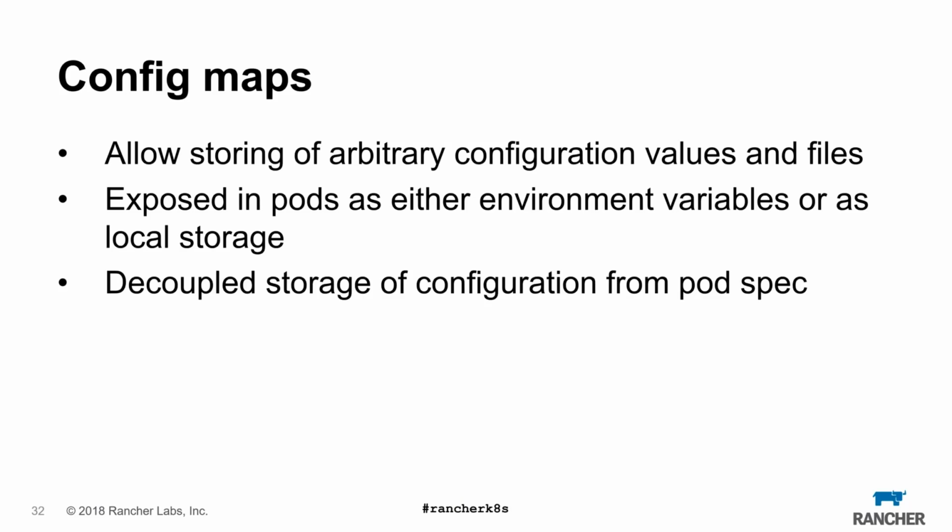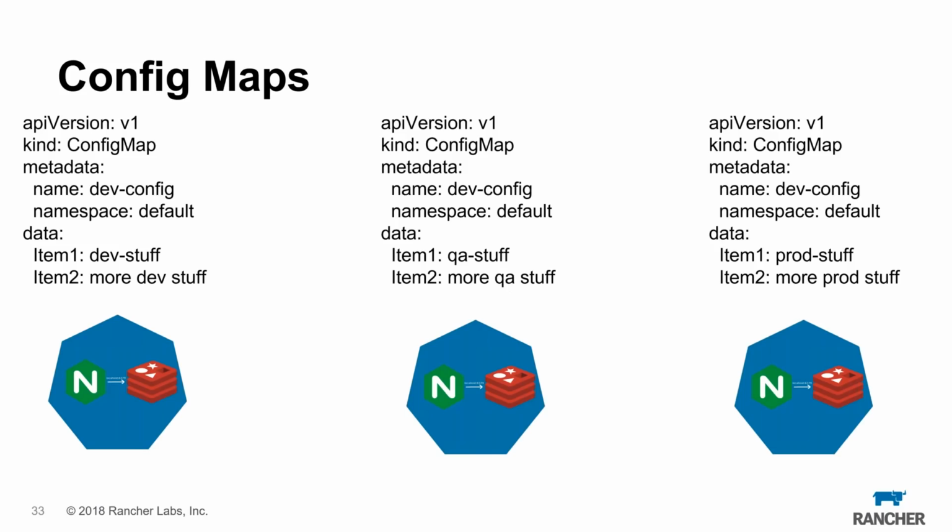So next are config maps. So we have an instance of an application running a service. But what if I want that application to have different configurations for different types of environments? A use case for this might be a dev, QA, prod scenario. So this allows us to store any arbitrary configuration values and files. Because it actually could be mounted as a volume within the pod, it can be exposed either as local storage, volume mount, or as environment variables, and it just decouples the configuration from the pod spec itself. So it may look like this: same pod spec, different configuration based on the configuration map.